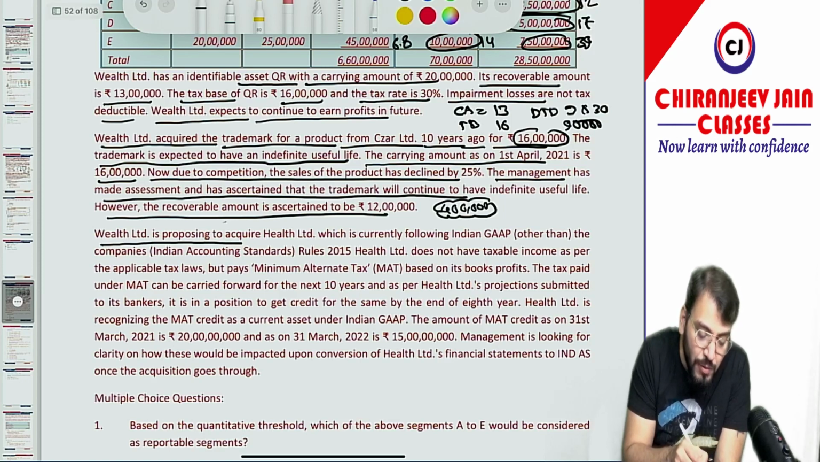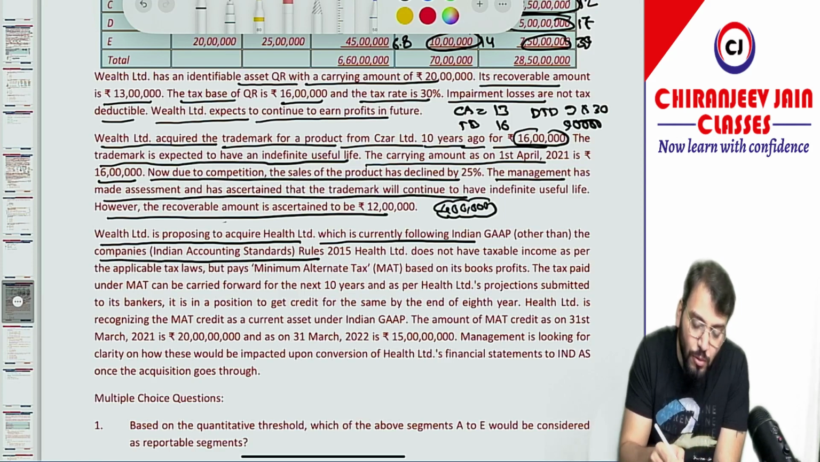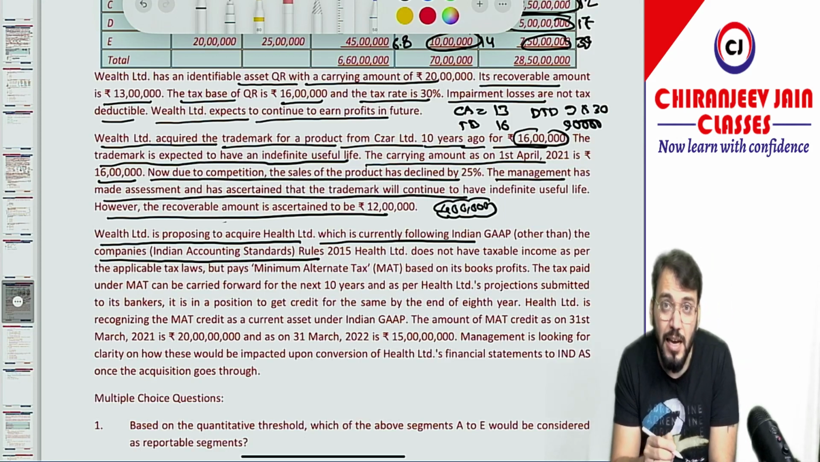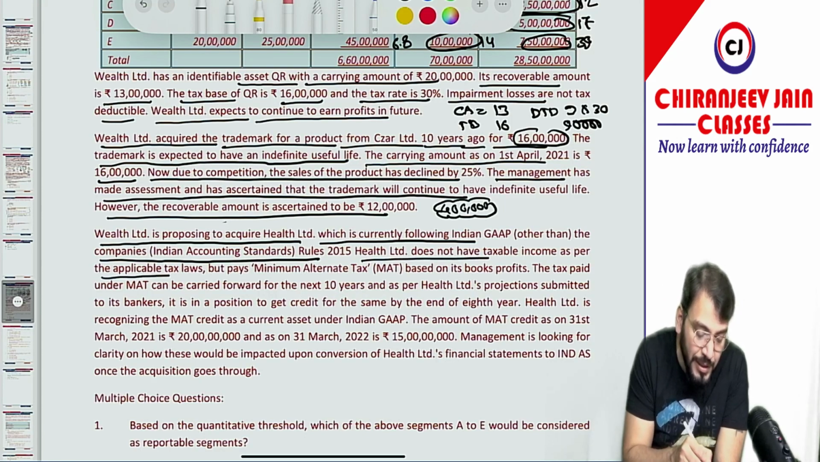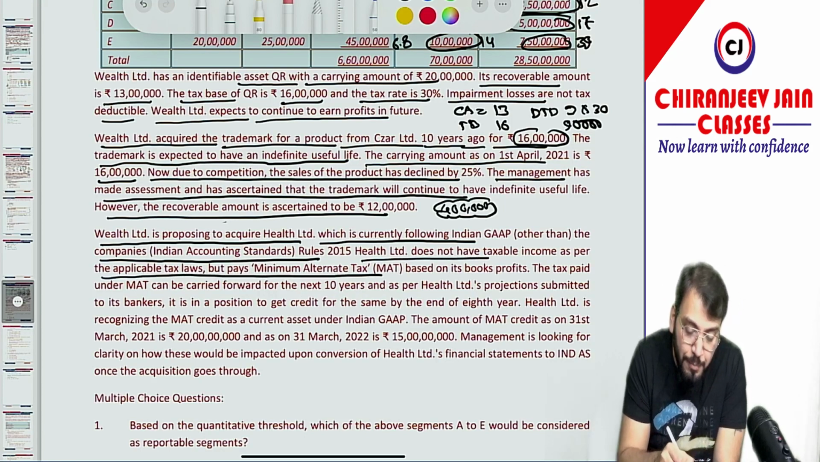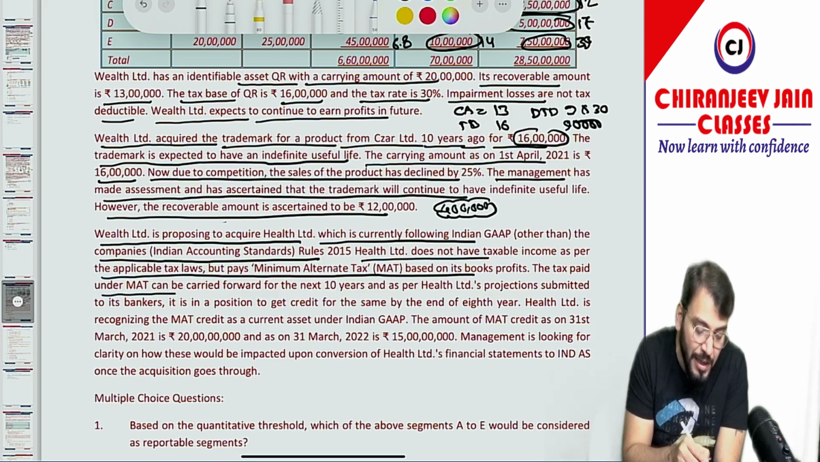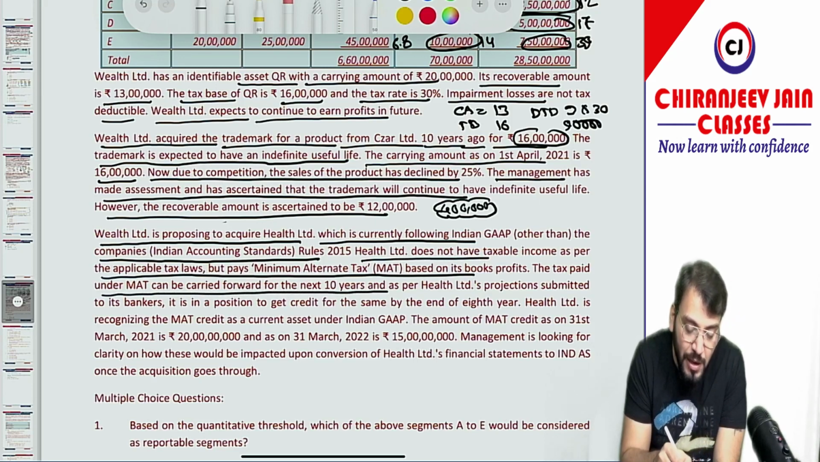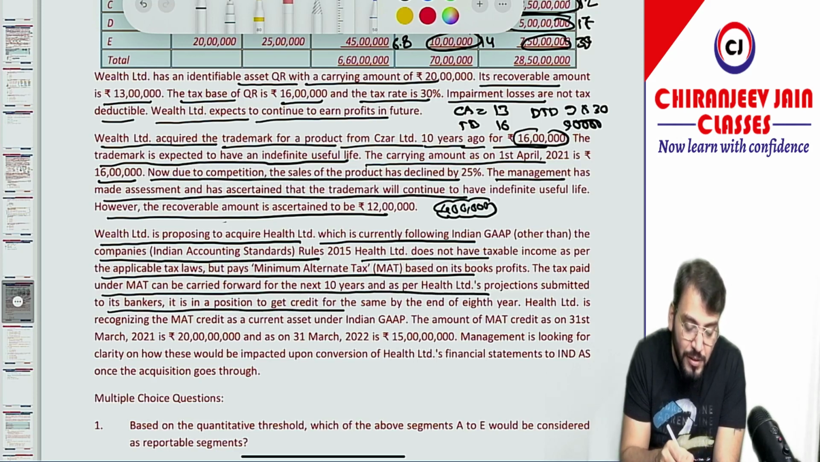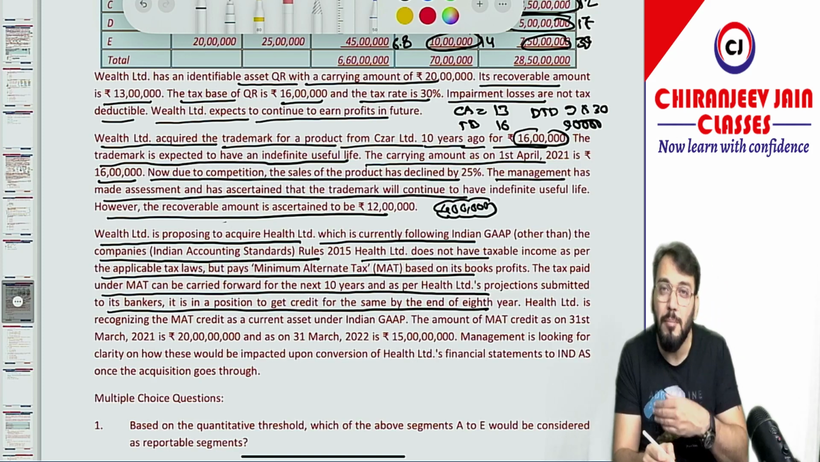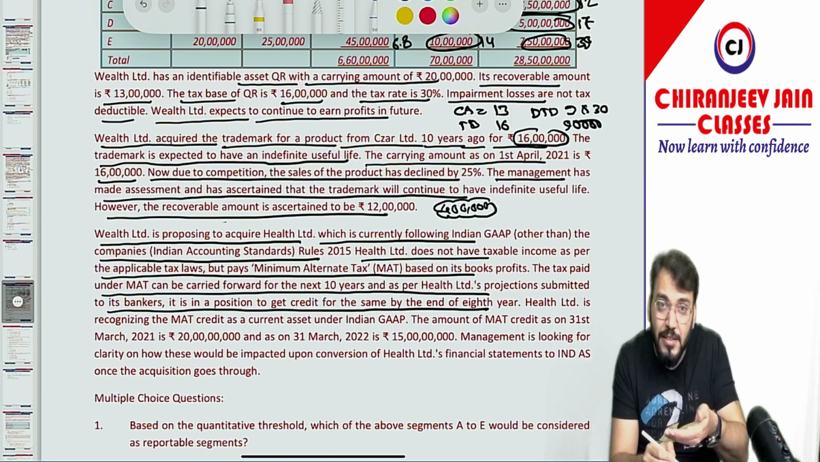Wealth Limited is proposing to acquire Health Limited, which is currently following Indian GAAP, other than Indian accounting standards, meaning they are following accounting standards as per the Companies (Accounting Standards) Rules 2006. Health Limited does not have taxable income as per the applicable tax law but pays MAT based on book profit. The tax paid under MAT can be carried forward for the next 10 years, and as per Health Limited projections submitted to its banker, it is in a position to get credit for the same by the end of 8 years. Means the MAT credit is available and they are expecting that it will be available.